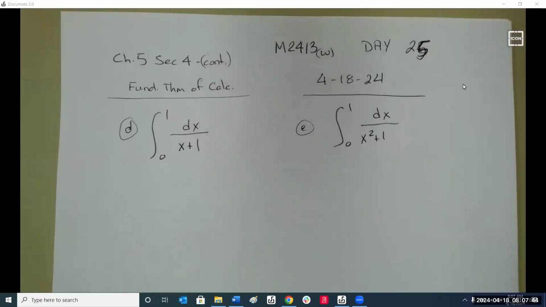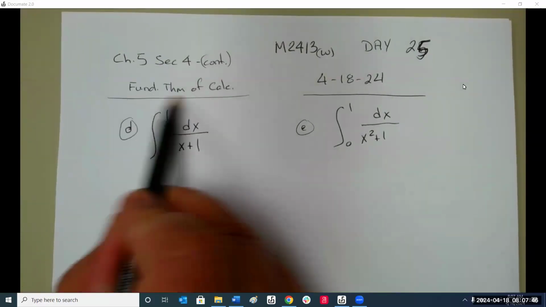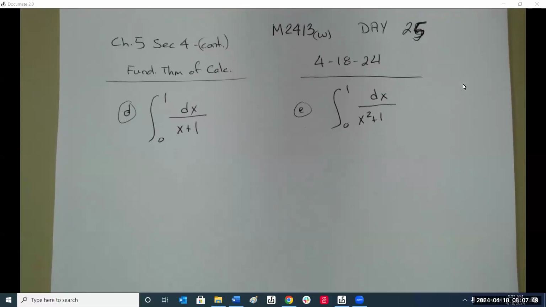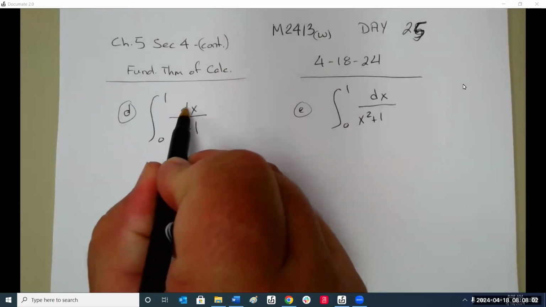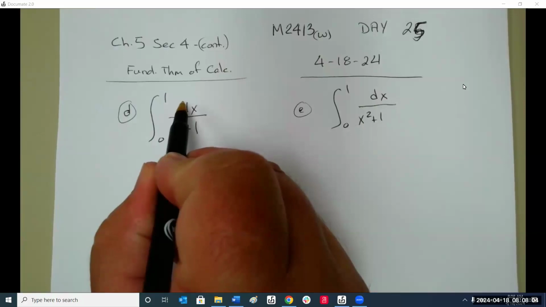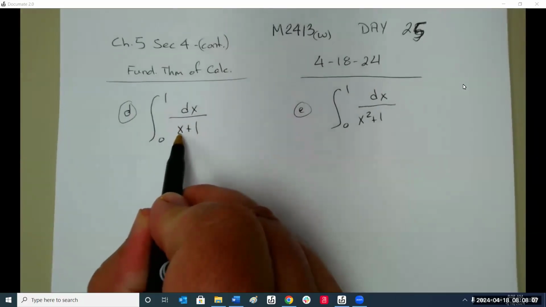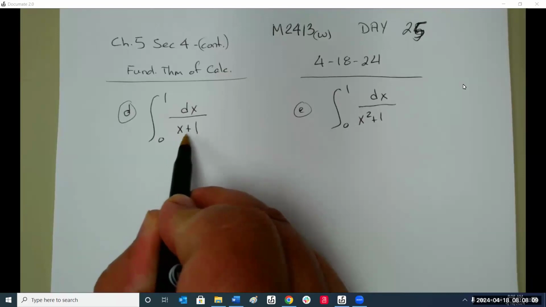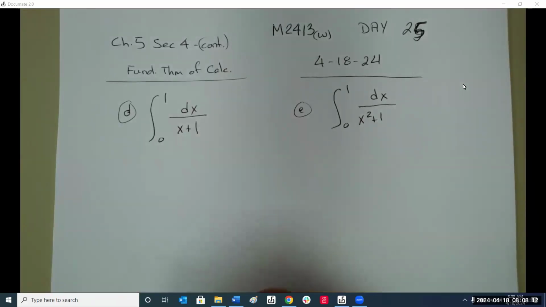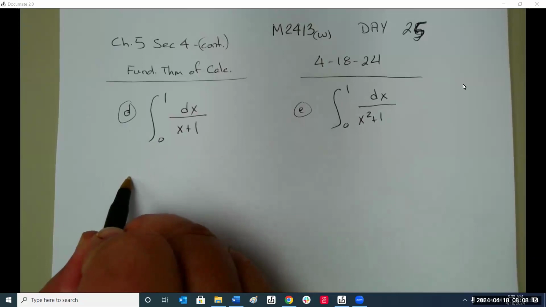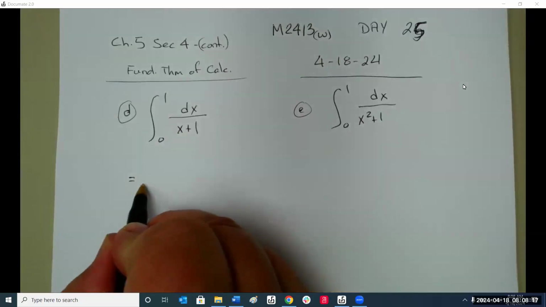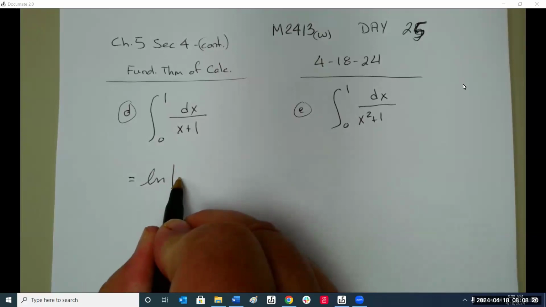This is a continuation of chapter 5, section 4, the fundamental theorem of calculus. Both of these, D and E, go straight from the table, from the charts. Because what you have to look for, if you have one on top and then a function of x on the bottom, like x plus a, the integral of this is simply the natural log.